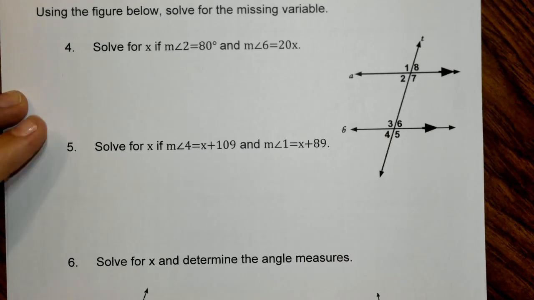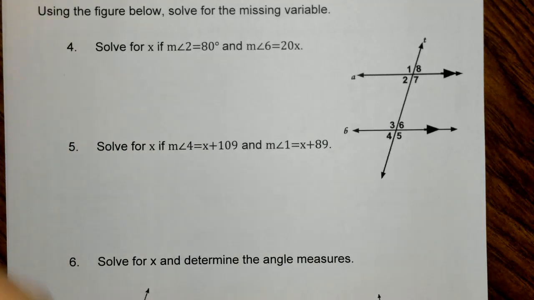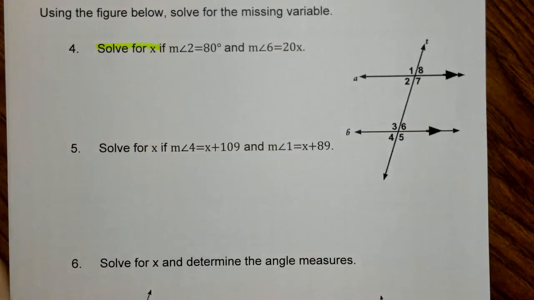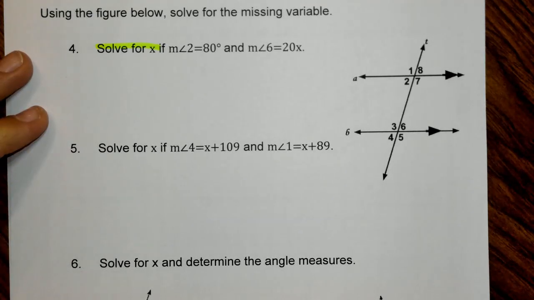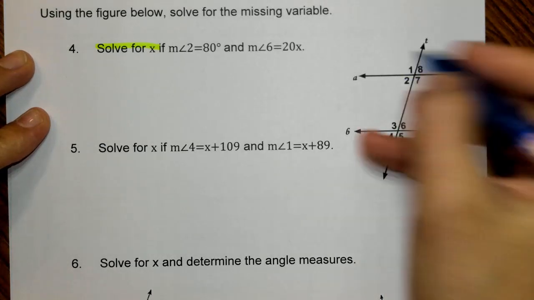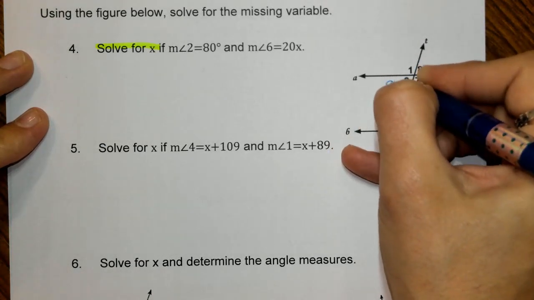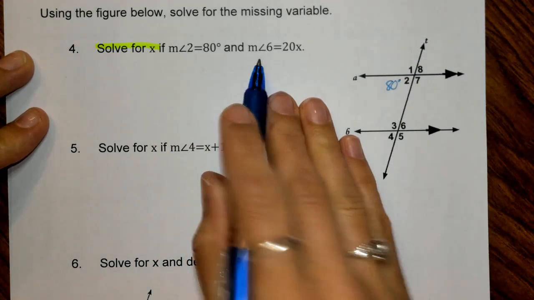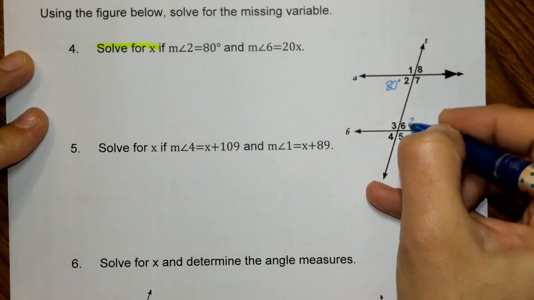So we take a look here. We want to solve for x, so all we're doing is solving for x. Now it does not have a line to say what kind of angles and if they're supplementary or congruent, so we are going to write it in. Here we have the measure of angle 2, again we're using something erasable so I can erase this per problem, is 80 degrees. The measure of angle 6 over here is 20x.